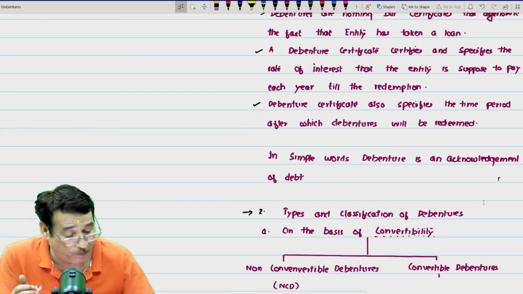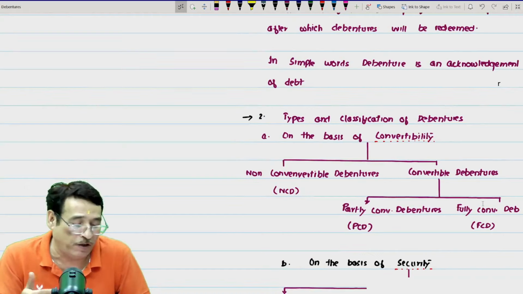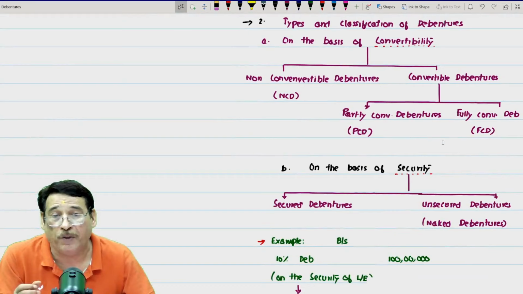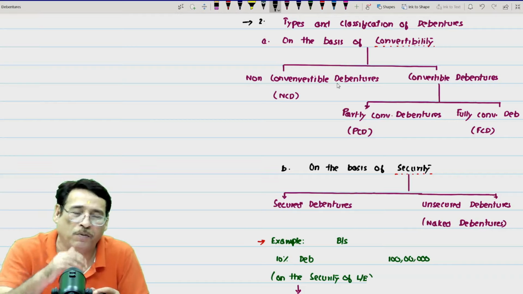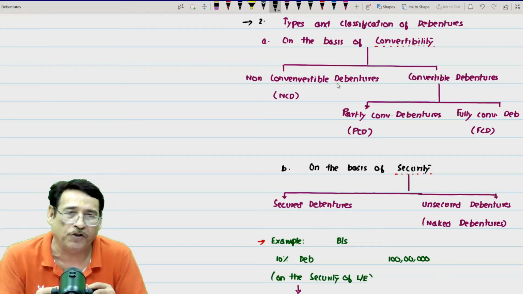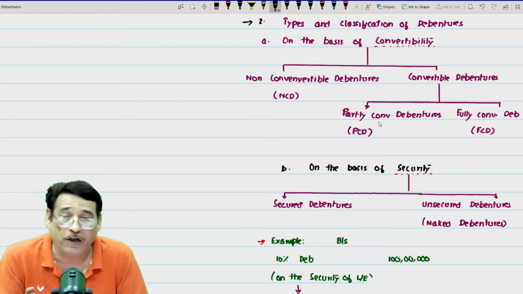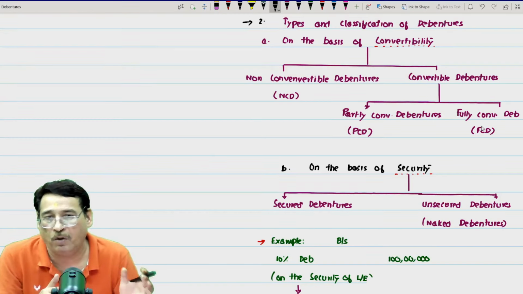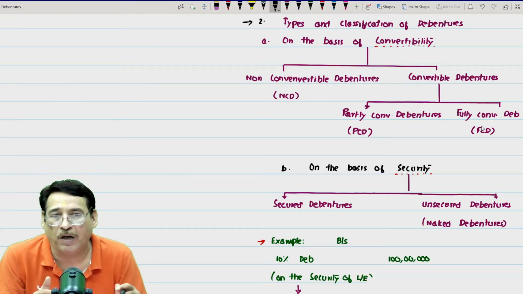Now coming to the next point, how many types of debentures are there? The classification of debentures is based upon their functionality. For example, debentures can be segregated into two parts on the basis of convertibility: non-convertible debentures and convertible debentures. Non-convertible debentures cannot be converted into other financial instruments like equity shares or preference shares, whereas convertible debentures can be converted into other financial instruments. Convertible debentures may be further classified into two types, partly convertible debentures and fully convertible debentures. Fully convertible debentures means the full amount of the debenture is convertible into other financial instruments, whereas in partly convertible debentures only some portion of the debenture can be converted.